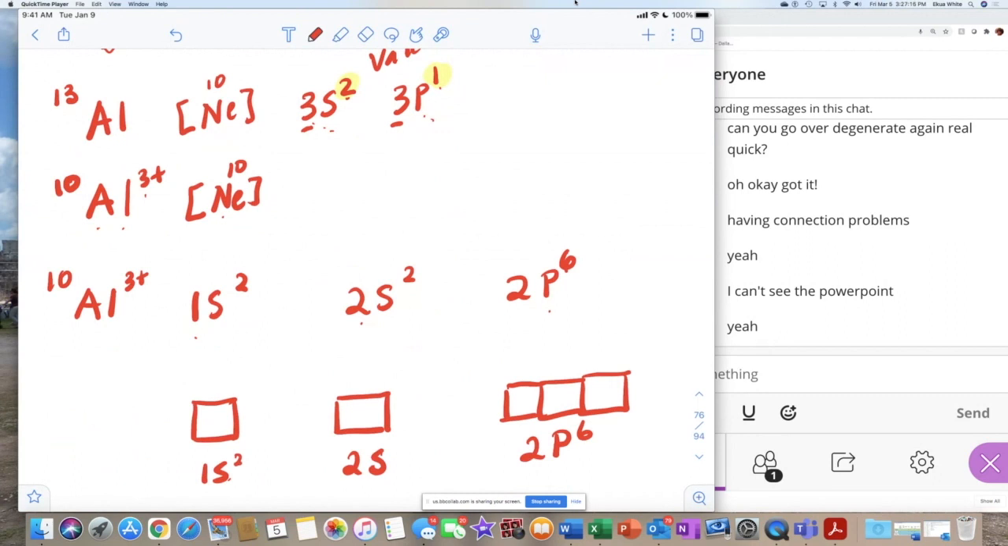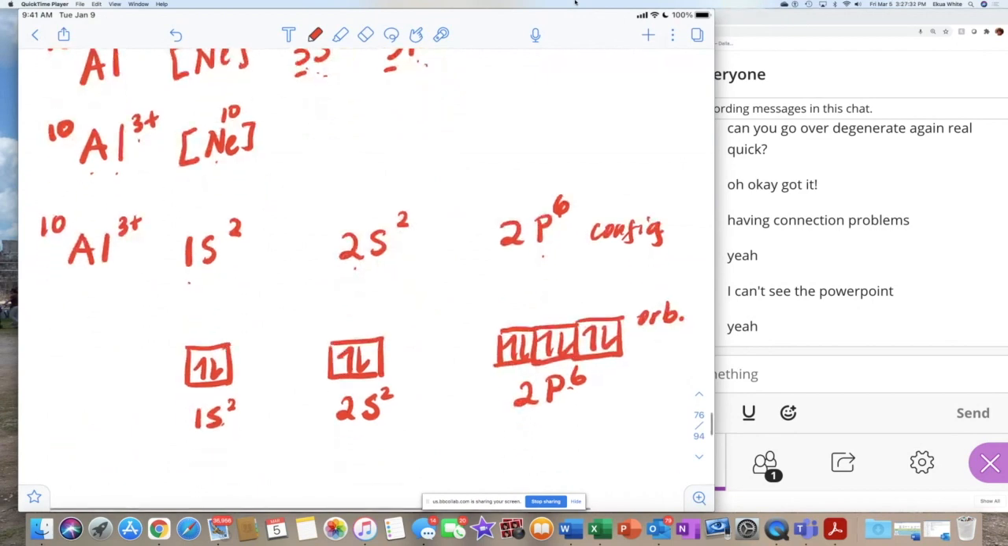1s, I'm going to put 2 electrons here, up and down. 2s, 2 electrons, up and down. 2p, 6 electrons, up, up, up, down, down, down. 6 electrons, right? So here I have my configuration. Then here I have my orbital diagram.